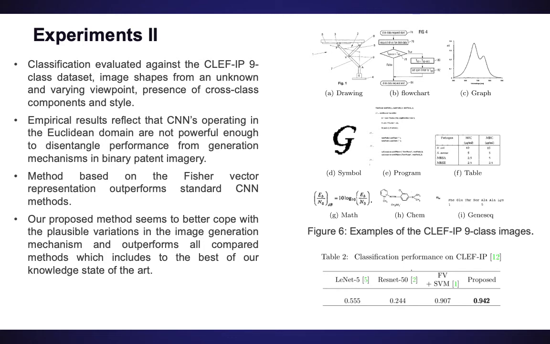Figure 6 is just a representative example of each of the classes: drawing, flowchart, graph, symbol, program, table, math, chem, and gene sequence. And Table 2 just shows the performance on the classification test for this data set. We note here that our method beats the state-of-the-art, which is Fisher vector plus support vector machine. So it seems to better cope with the plausible variations in the image generation mechanism, and it essentially outperforms the compared methods.